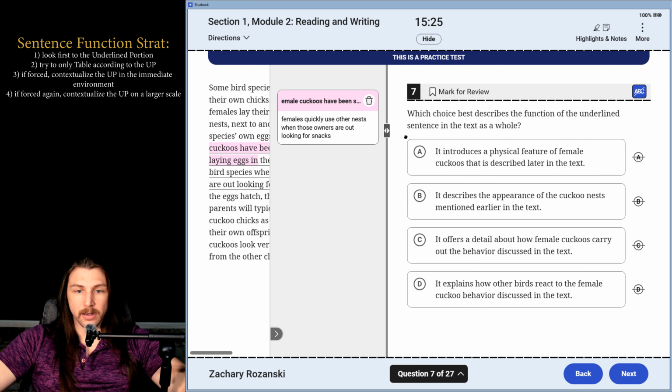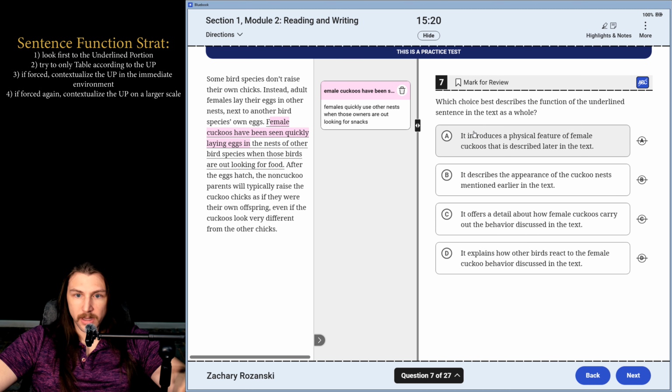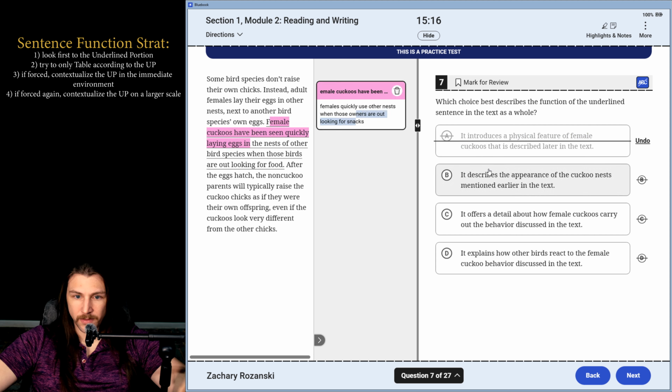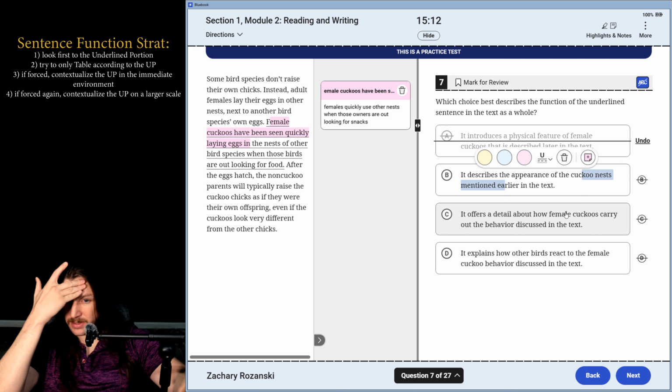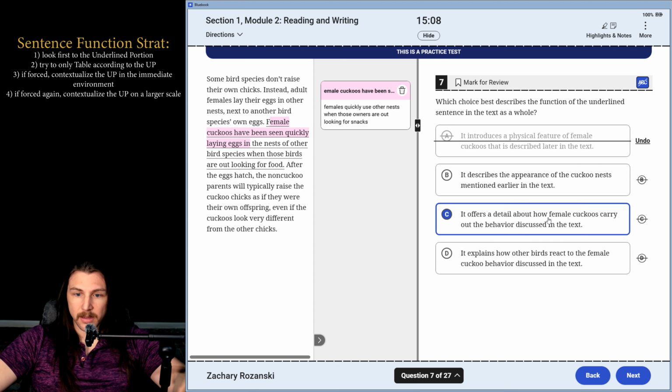I'm going to see if I can remove any of these just from this idea here. It introduces a physical feature. That is not what it does. It's a behavior. It describes the appearance of the nests mentioned. It describes the appearance of the nest, maybe, but it doesn't seem like it's their nests, but I'll leave it. It offers a detail about how they carry out the behavior. I absolutely love this idea. Let's take B off the table.